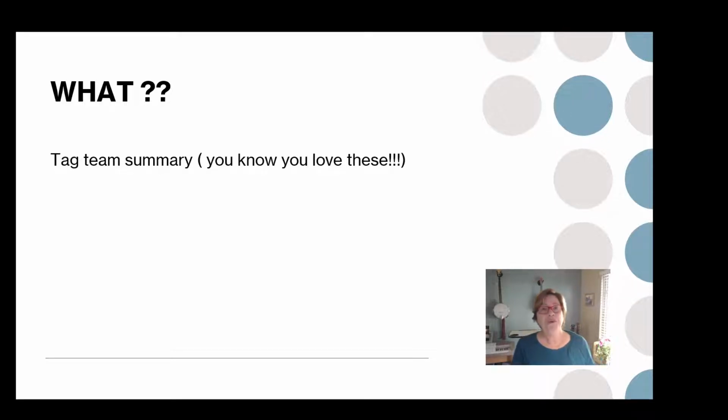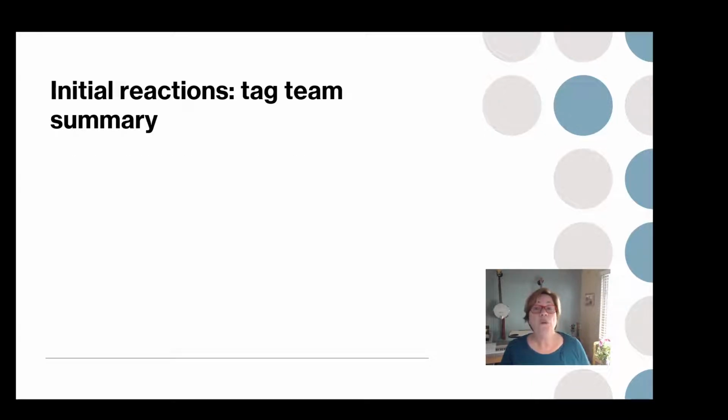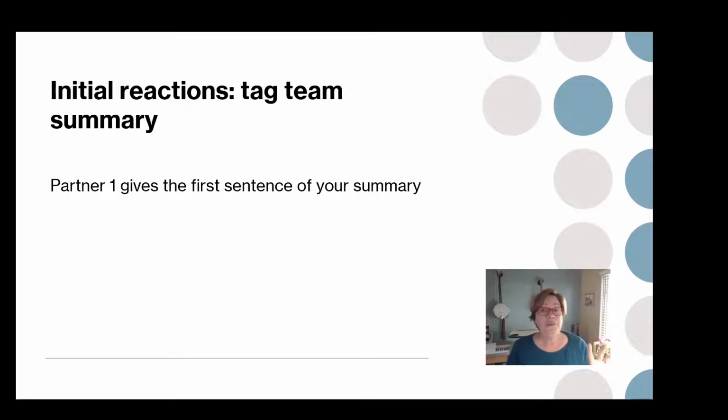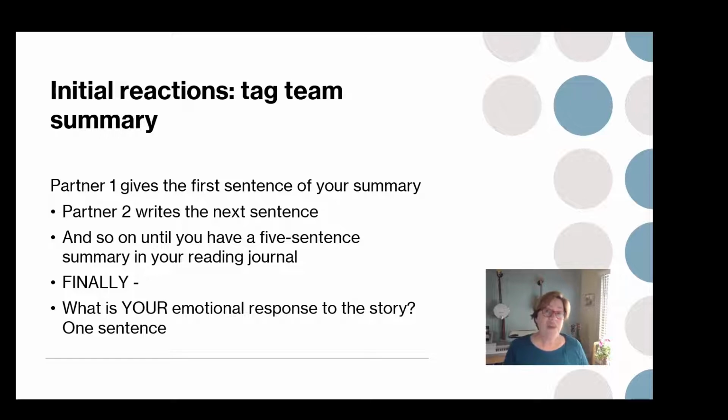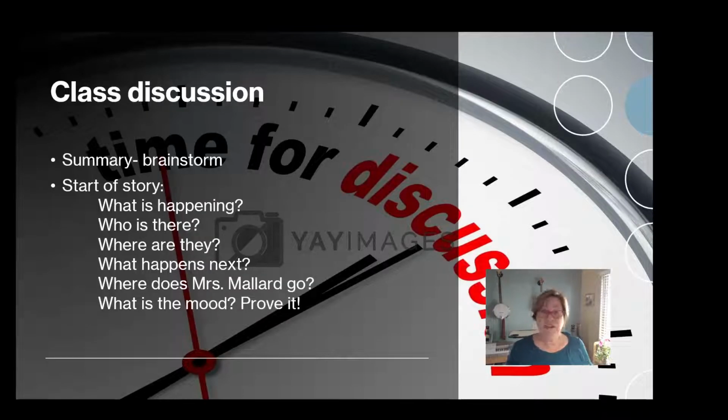At this point, we would go into an activity that puts students into learning groups, and it would be a matter of them working with a partner to come up with a 5-sentence summary of the story, and then they would write their emotional response to the story that would be just 1 sentence. We would go from there into a general class discussion about what happens in the story.